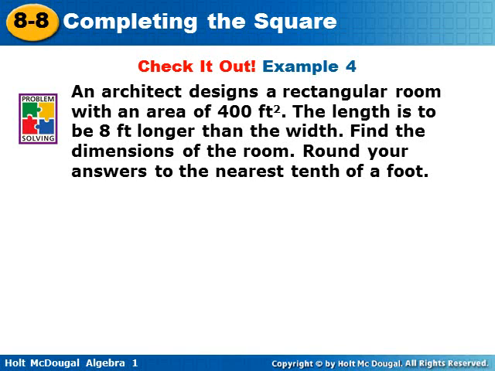An architect designs a rectangular room with an area of 400 feet squared. The length is to be 8 feet longer than the width. Find the dimensions of the room. Round your answers to the nearest tenth of a foot. This one's for you to try, and then you can check back for your answer.